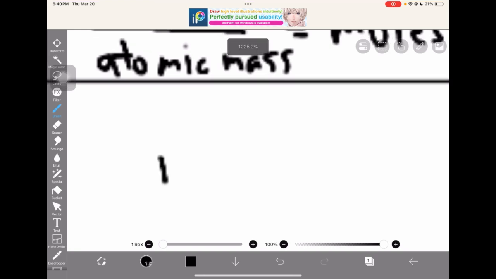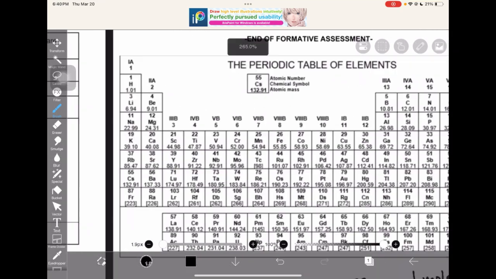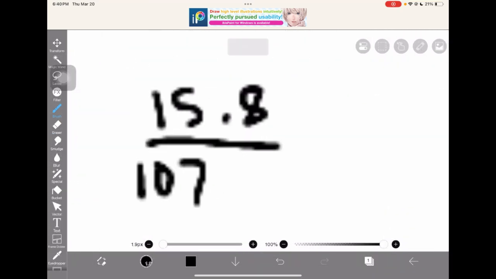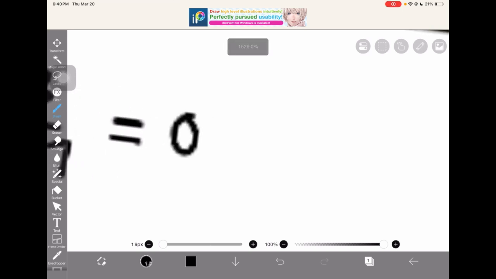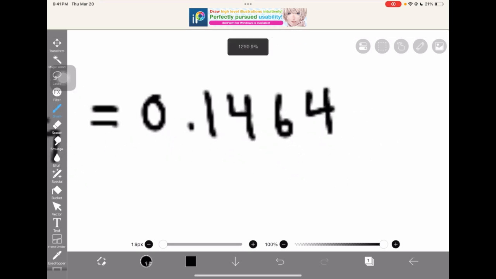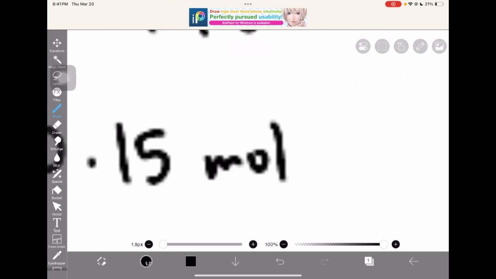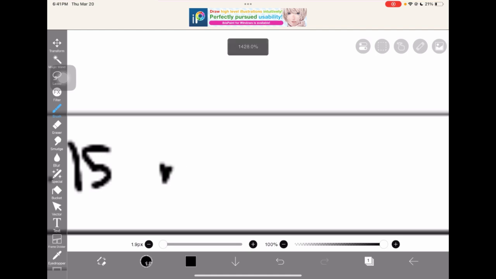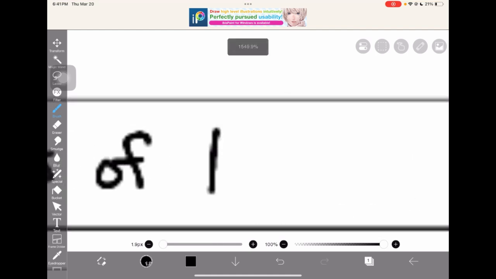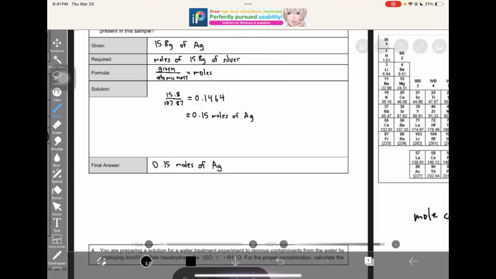Let's plug that in. It's very easy. So we got 15.8 over, what's Ag? It's over there, 107.87. And then that's just equal to, let's put that in our calculator, 15.8 divided by 107.87. That's just going to be equal to 0.1464. And since we only consider the first two decimal places, it's approximately 0.15 moles of Ag, or silver. 0.15 moles of silver. Let's check our answer key once again. Very nice.